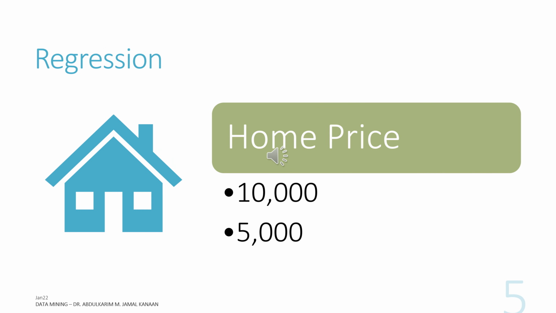Okay, now as regression, let's say you are trying to predict the home price, and the target value that you're trying to predict is numeric, a real value, like 10,000 or 5,000. Now this one is not labeled. We're not giving an ID to each house. This is the real value of the house, right? And again, there's a sense of ranking. A house of 10,000 is more expensive than a house of 5,000.